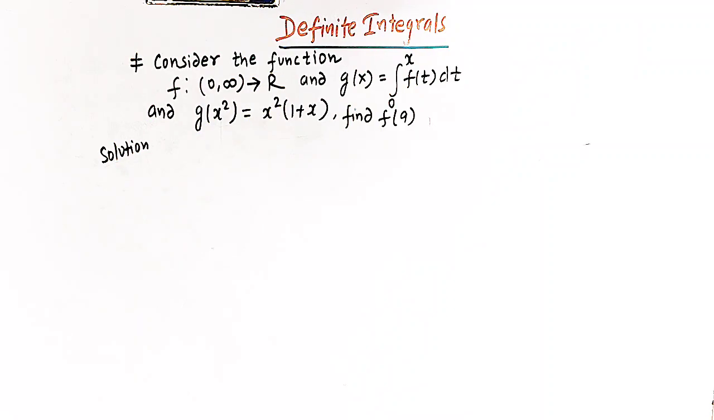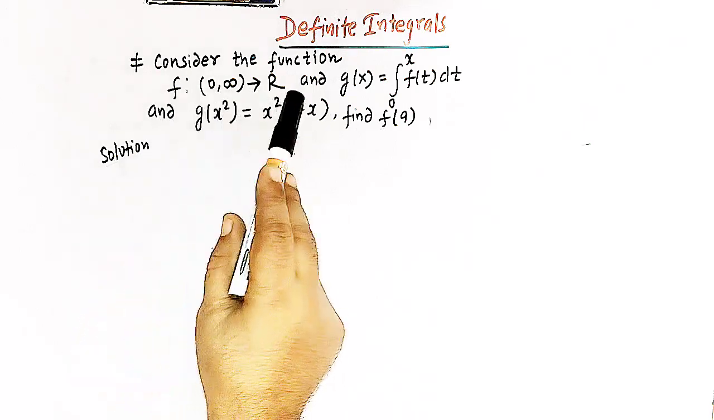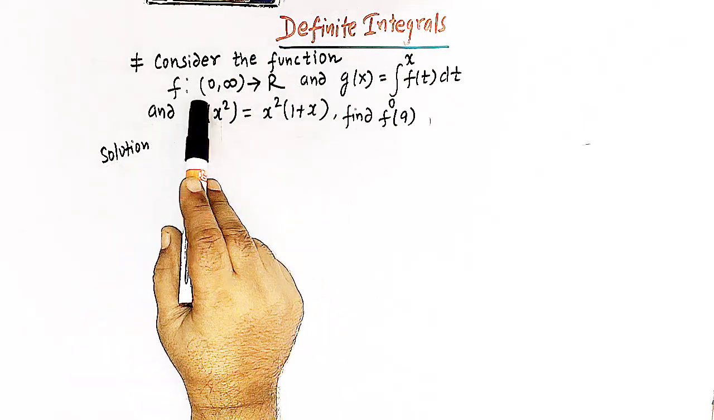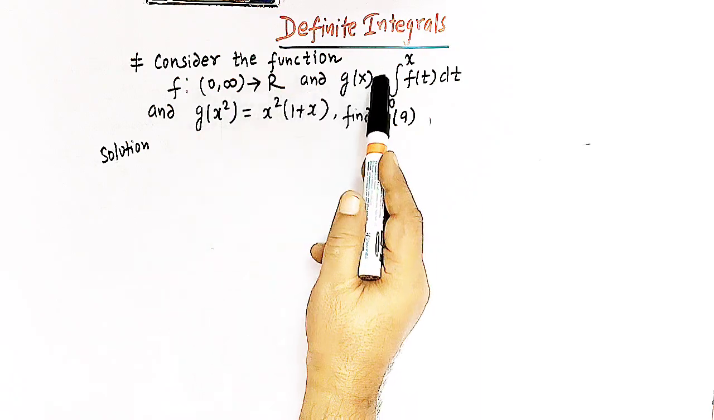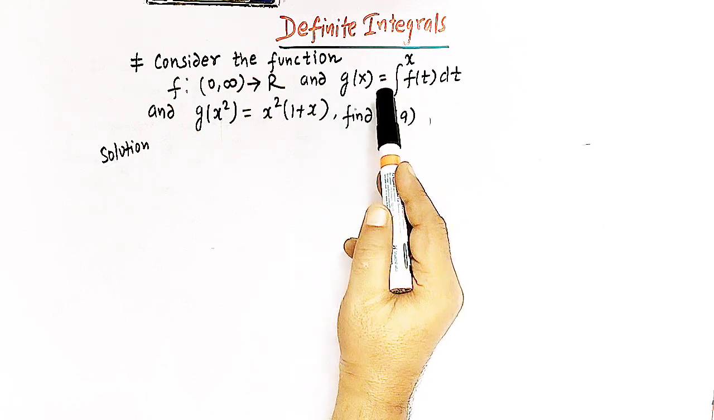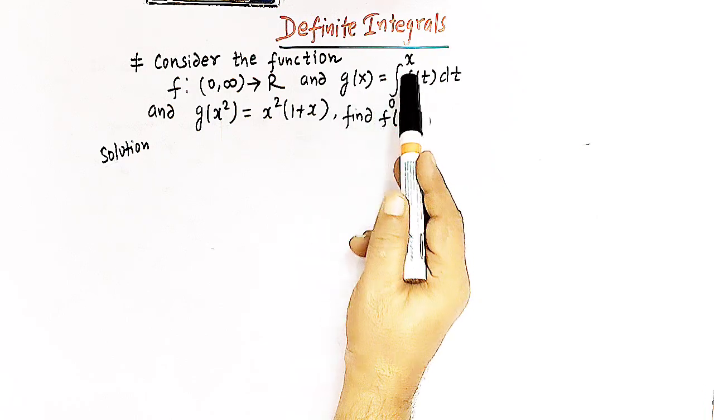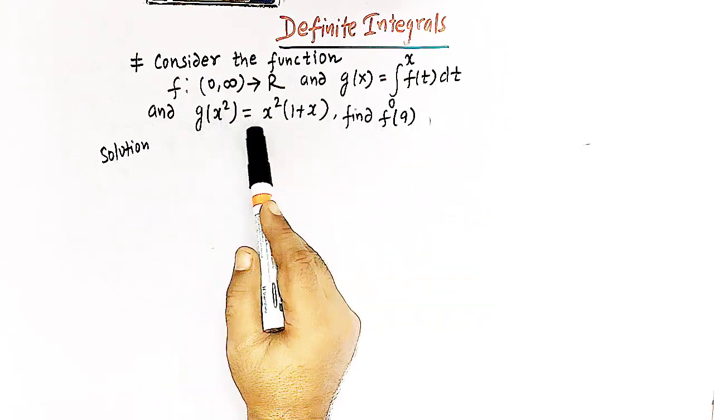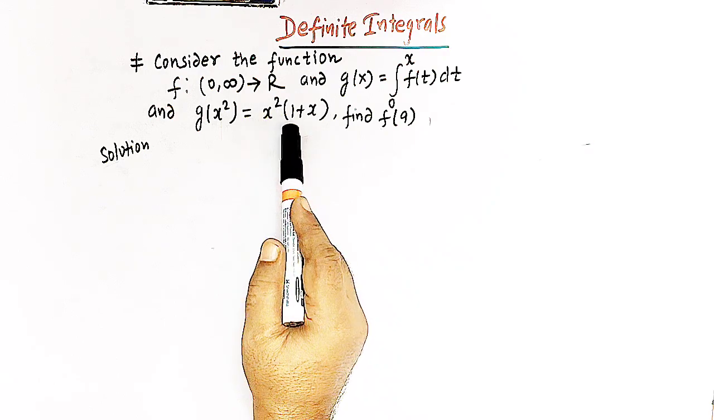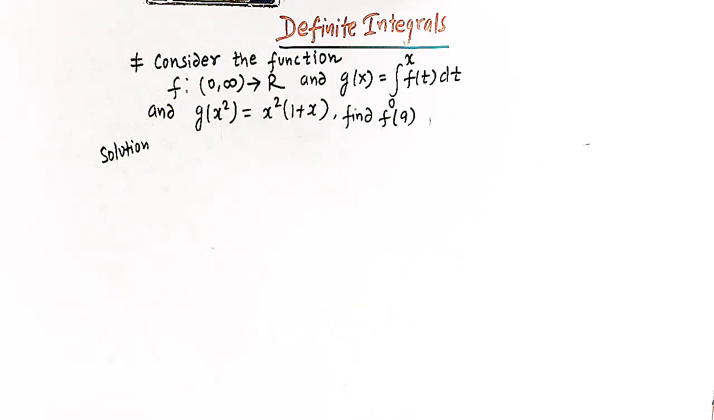Hello viewers, in today's session we are going to discuss another important and conceptual problem from definite integrals. Here we are given a function f from the open interval 0 comma infinity to the set of real numbers, and we have a function g of x equal to the integral from 0 to x of f of t dt. Further we are given that g of x square is equal to x square times 1 plus x. Then we have to find the value of f of 9.